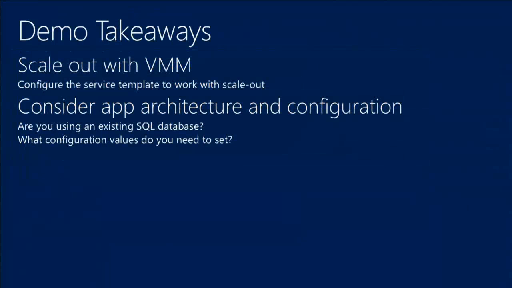So the takeaways here are that scale out is easy when you configure it to work with service templates. And also, in designing a good service template, you really need to consider the characteristics of your application. Does it need a SQL Server database? Do you have a SQL Server database existing, or do you need to create a new one? For example, the application that I showed has a number of different publishing tiers. They all need to point back to the management tier. So you need to think about how you configure those machines to talk to each other, what values you need in your deployment configuration, and so forth.